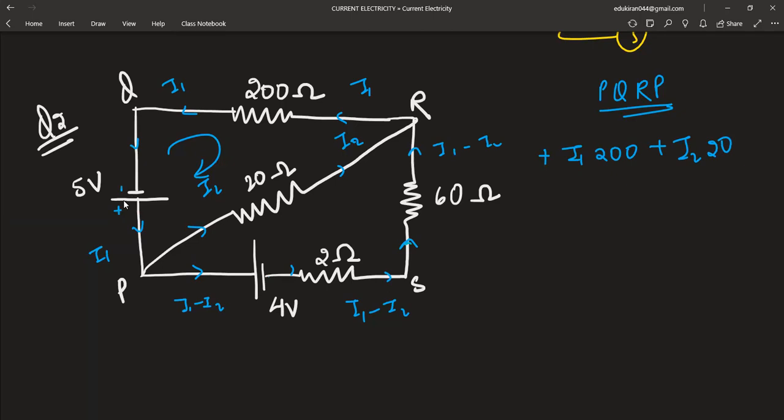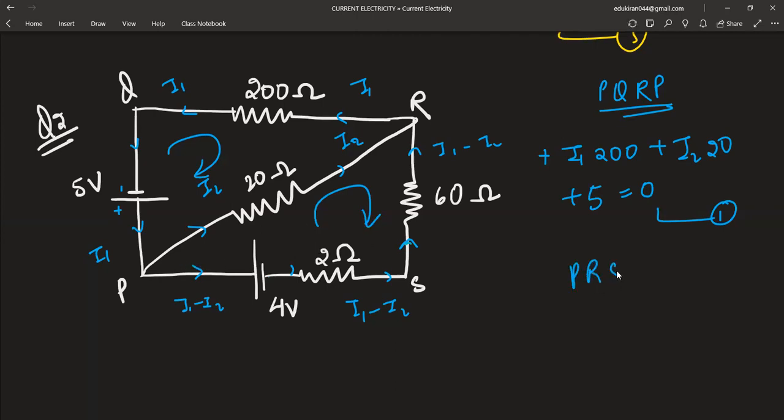Now what is the rule for battery? In the battery, we just check whether the current is coming out or going in. So current is coming out from the positive, so it will be plus 5 is equal to 0. This is our first equation. Look at the second loop. Let's move in the same direction, clockwise only. So what is this loop?